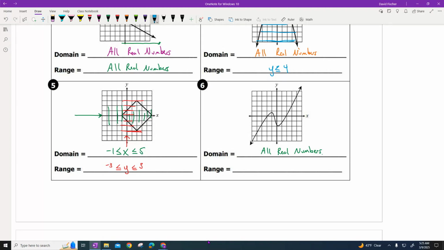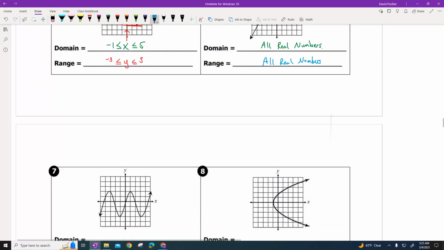Because this guy's going forever down, no matter where I start my pencil on the bottom and start working up, I'm going to hit it. And because this guy goes forever up, no matter how high I go, I'm going to eventually hit it. So this guy's going to be all real numbers. All right, so just have to use your imagination a little bit.